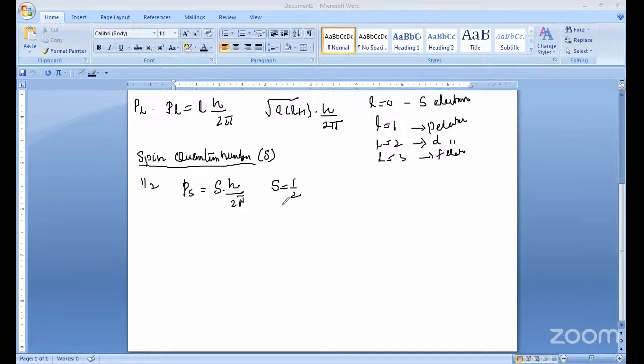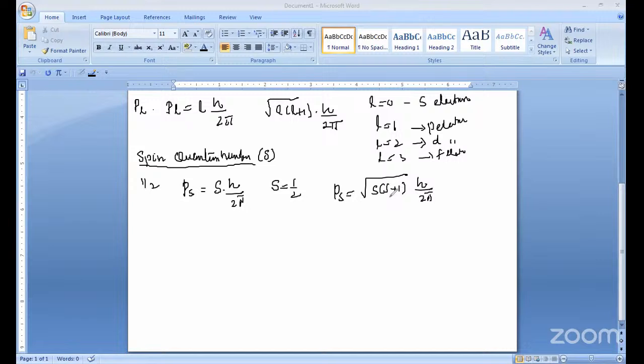And according to wave mechanics, the magnitude of this Ps can be written as Ps is equal to root over S into S plus 1 into h by 2 pi. Okay, root over S into S plus 1 into h by 2 pi. That is for the spin quantum number.